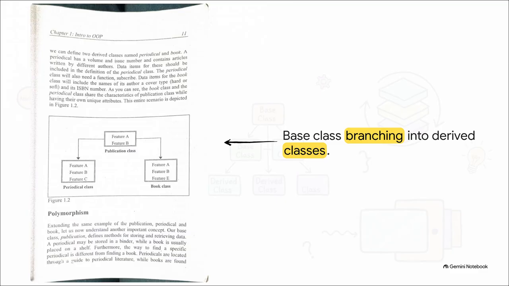Think about how we build hierarchies in the real world. Let's say we have a base class called publication, and it has basic things like a title and a publisher name. From there, we can branch off into two derived classes, like a periodical and a book. A periodical inherits the title, but maybe adds an issue number. A book inherits that same title, but adds an ISBN number. They share those basic traits from the parent, but have their own unique attributes.